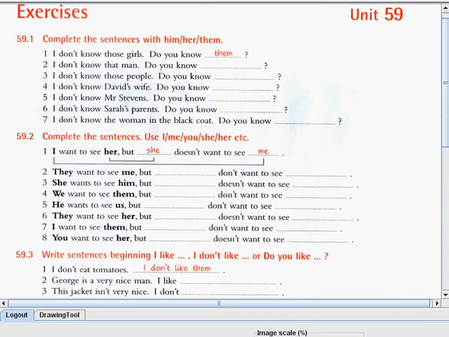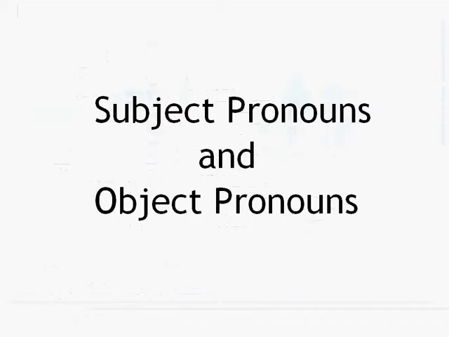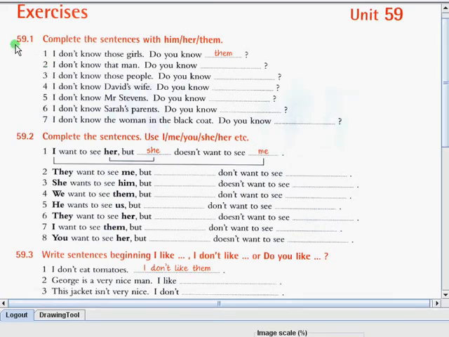For today, we are going to answer exercises about subject pronouns and object pronouns. For exercise 59.1, we have to complete the sentences with him, her, or them. Again, we have to use the object pronouns him, her, or them.